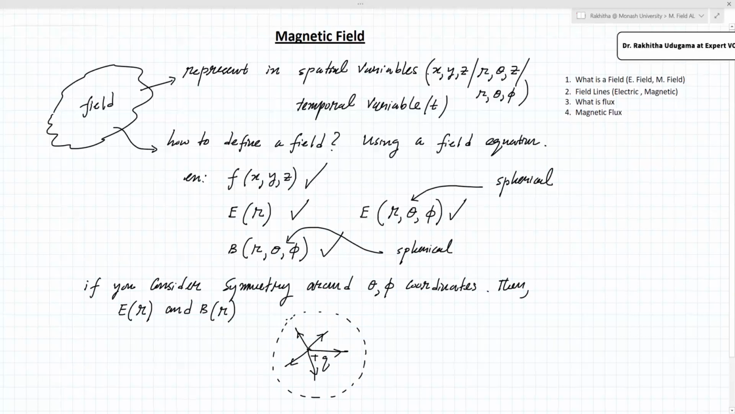Why? Because from here to here distance can be r1. From here to here, that can be r2, something like that. Okay, so here that can be something less than these two. Okay, I hope you all understood what I'm teaching here. So now I have discussed what is a field here. Okay, so the first topic is done.